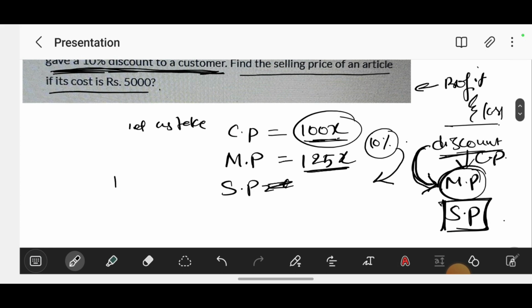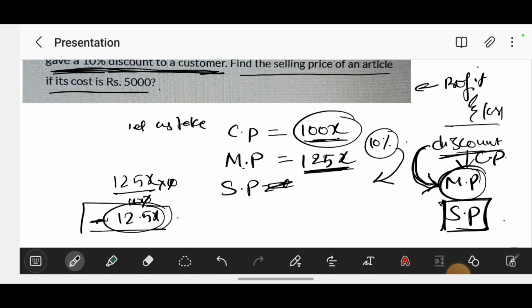That means for 125x, what is 10%? 10% means 10 by 100, so 12.5x is the discount. For this marked price 125x, with 10% discount, 12.5x is eliminated and the remaining is the selling price. So from 125 you eliminate 12.5, and what do you get? 125 minus 12.5 gives 112.5x. So the selling price should be 112.5x.